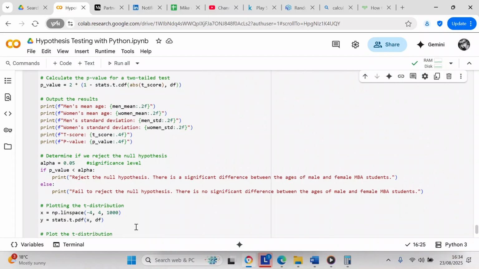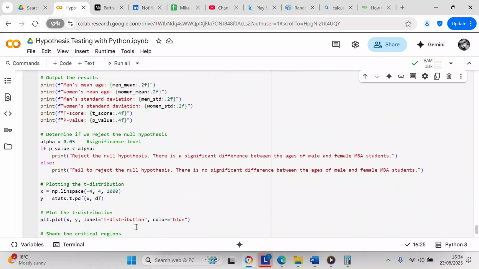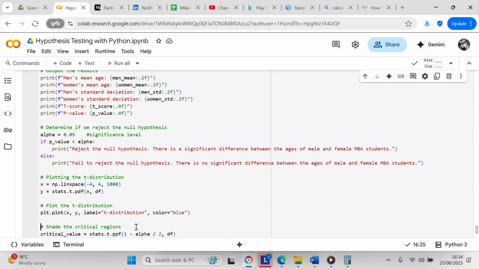Now we plot our data onto a graph. So x equals np.linspace of -4, 4, 1000, and y equals stats.t.pdf of x, df. T is your t distribution, pdf is probability density function, and df is your degrees of freedom. We plot the t distribution with plt.plot of x, y, label equals t distribution, color equals blue.